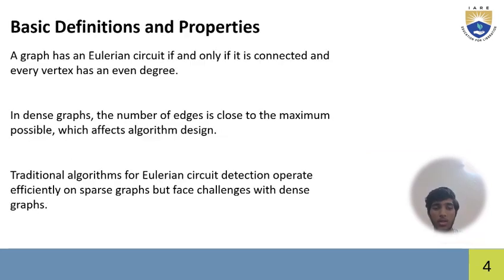Basic definitions and properties. To recall, a graph has an Eulerian circuit if and only if the graph is connected and every vertex has an even degree. In dense graphs, the number of edges is very close to the maximum possible, meaning the graph is nearly complete. This density creates challenges because the algorithm must process a large number of edges. Traditional algorithms that work well for sparse graphs tend to perform poorly here.